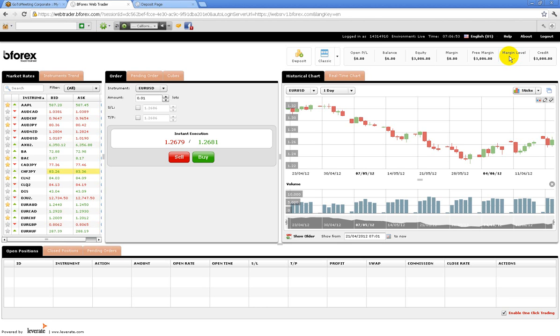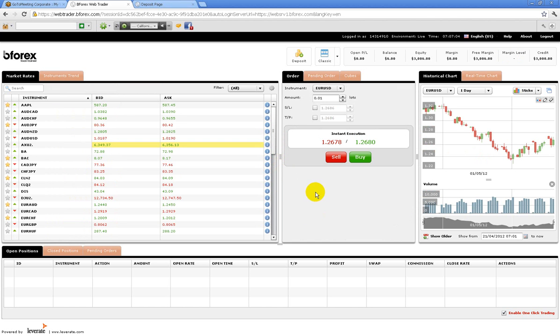Now, this is about margin and leverage. Let's go to the second section of the platform, which is on the left side. On the left side, you will see market rates. Here you will see instrument, bid, ask. Bid and ask is basically buy or sell. Now the instrument is every symbol.